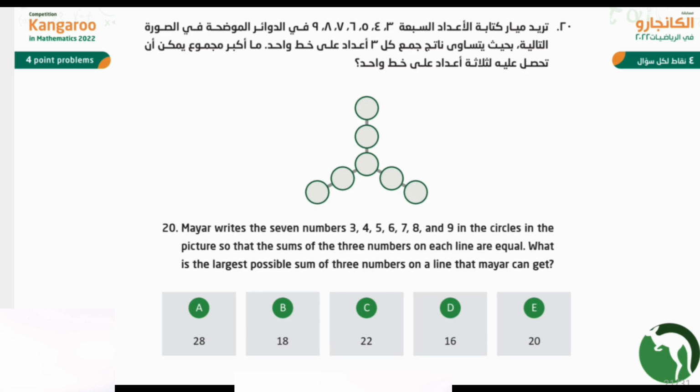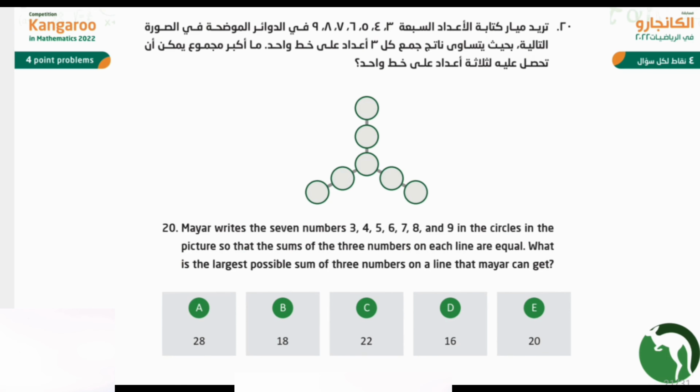Okay, now in question number 20, Maya writes the seven numbers 3, 4, 5, 6, 7, 8, and 9 in the circles in the picture so that the sums of the three numbers on each line are equal. What is the largest possible sum of three numbers on a line that Maya can get?